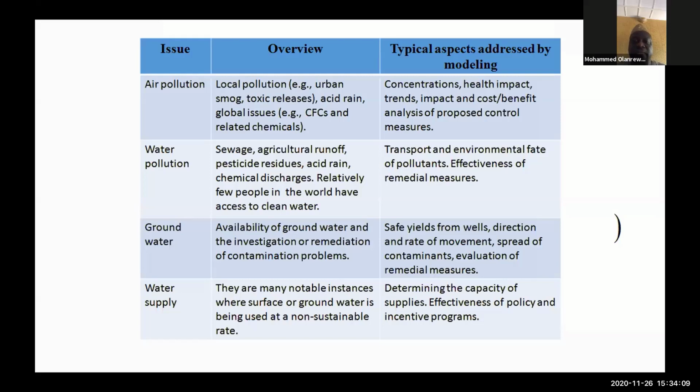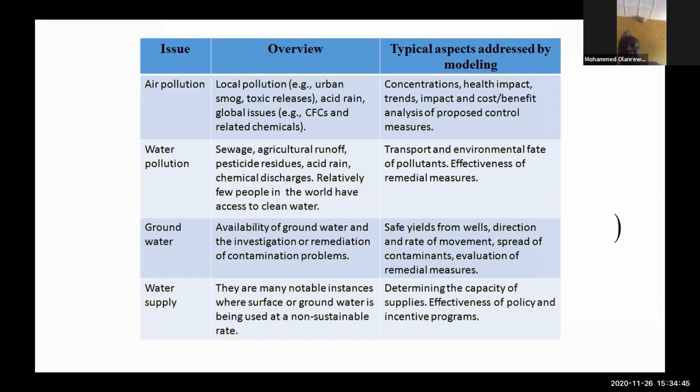Another area, anybody that is interested in modeling could be mathematical modeling of water pollution. In Lagos, rivers, and some other states, Lokoja in Kogi, even Kwara here, Jebba, Niger, also, we are part of this thing. Somebody can decide to say, okay, I want to work on water pollution mathematical modeling, where we talk about sewage, agricultural runoff, pesticide residues, acid rain, chemical discharge. Relatively few people in the world have access to clean water.